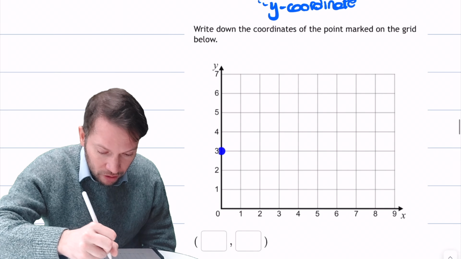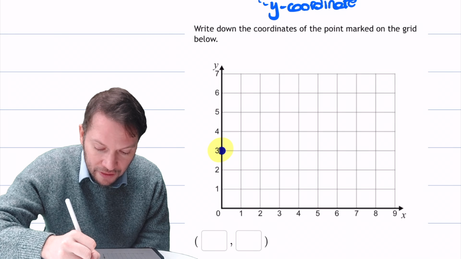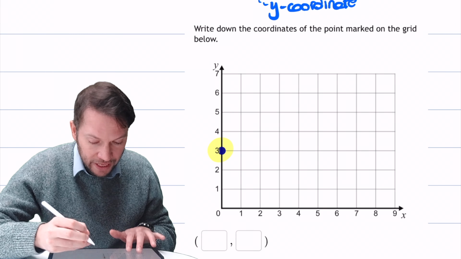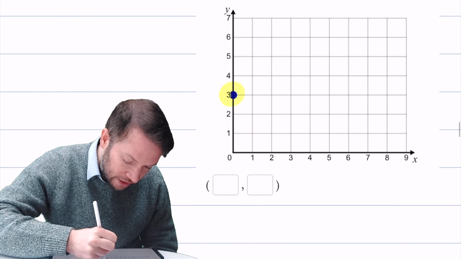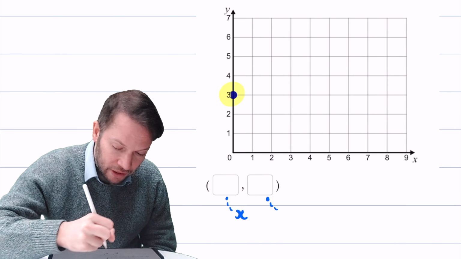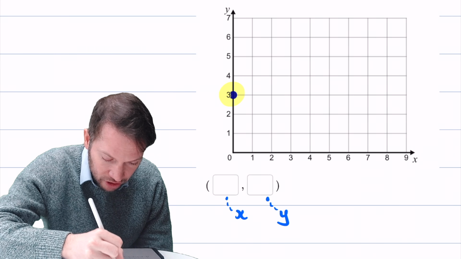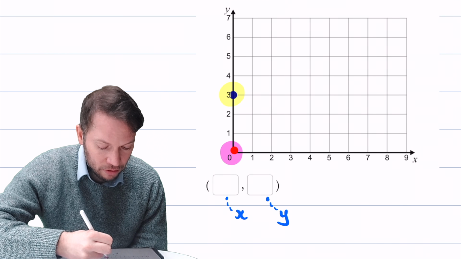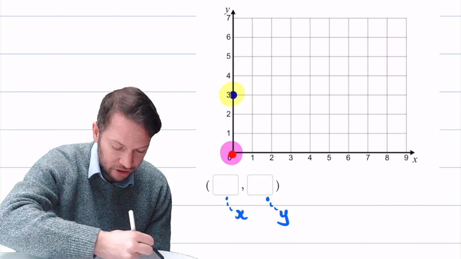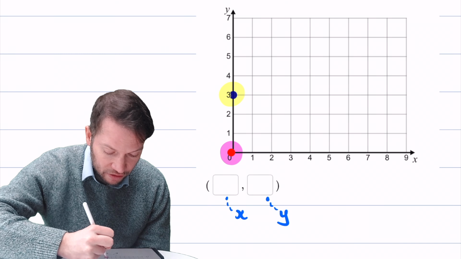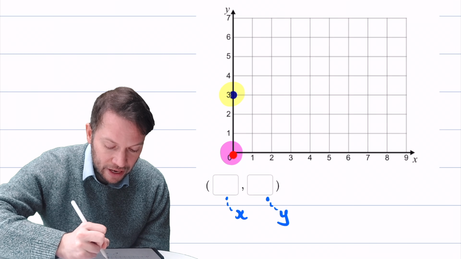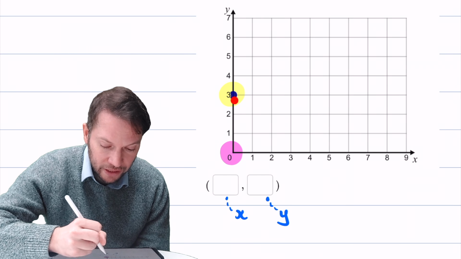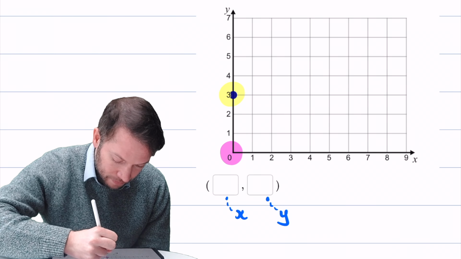What about this one? We've got the point here this time. And this time the point is on the y-axis rather than the x-axis. So again, we want to work out what's the x-coordinate and what's the y-coordinate. So starting from the origin, which is here, where the two axes meet, where these two lines meet. Starting from the origin, how far do I need to move in the x direction? Well, you don't need to move at all because look, this point here is already directly above me. I don't want to move right or left at all because I'm already directly under this point. So the x value is 0.